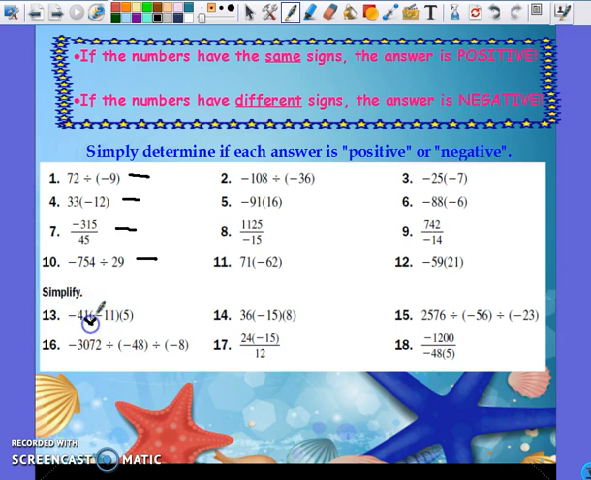Because here we have negative times a negative, and we're going to get a positive. And a positive times a positive 5 is going to give us a positive answer. Same thing with 16. A negative divided by a negative, same signs will give us a positive. And a positive divided by a negative will give us a negative. So in this case, you got to go step by step. Okay, pause the video and complete the rest on your notes.